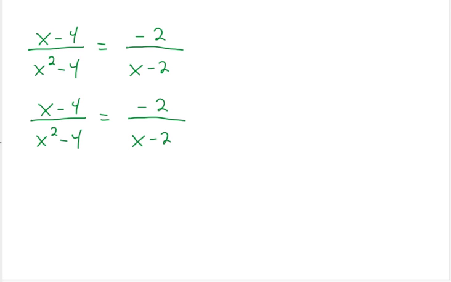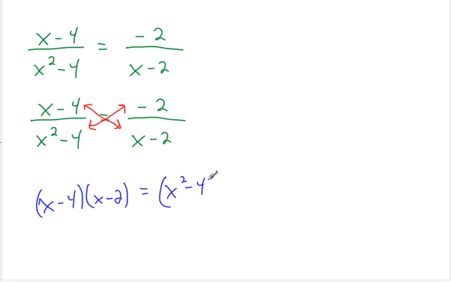I want to multiply diagonally, and the products are going to be equal to each other. So I have (x - 4) times (x - 2) is going to equal (x squared - 4) times negative 2. Oh, let's put that negative 2 up front. Negative 2 times (x squared - 4).